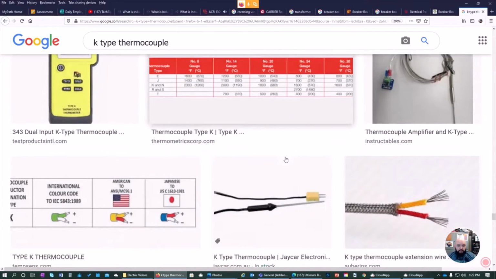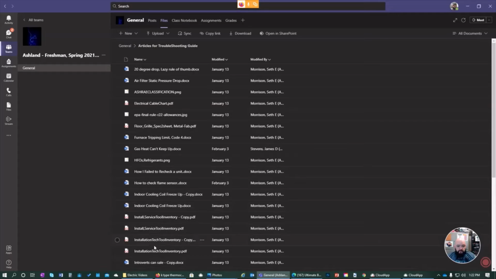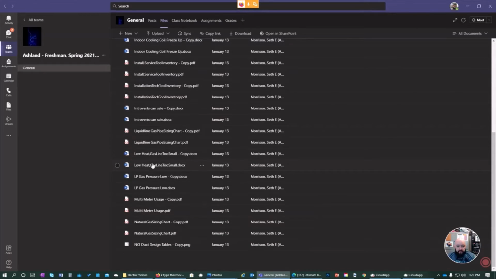But if you go back to your Teams file, remember when it comes to checking temperature of thermistors, K-type thermistors or any type of thermistor, you have a resistance chart.